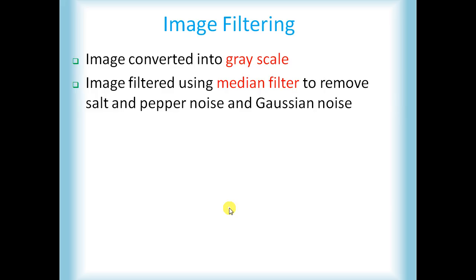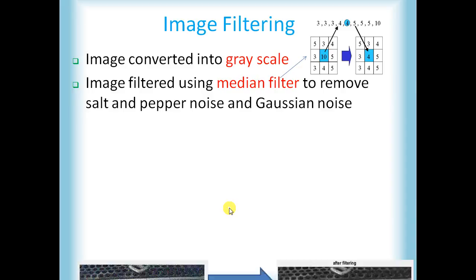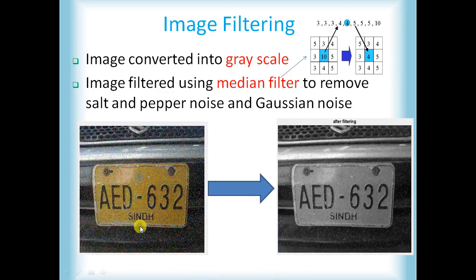So we have an input image which is plagued with noise. We convert that input image into grayscale, and then we filter the image for Gaussian noise and salt and pepper noise using a median filter of 3x3 window. So we have this input image here which is plagued with noise, and then after applying a median filter we get this particular image. As you can see, the noise has been considerably reduced, but there is still some noise here and there which will be taken care of in the later stages.